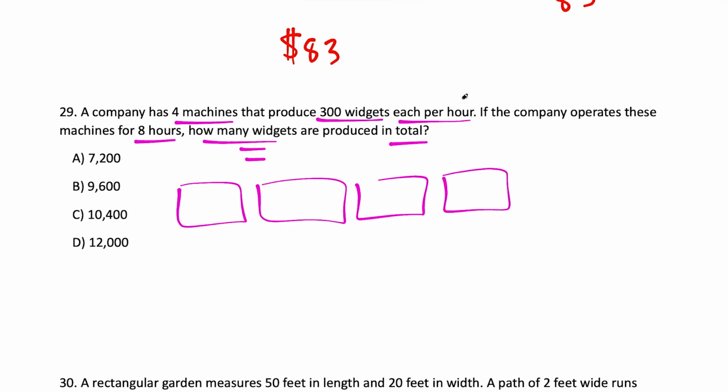And each machine produces 300 widgets per hour. Okay, so that's 300, and the units are widgets per hour. So widgets per hour, I'll just label like this. So let's think about the next step here.